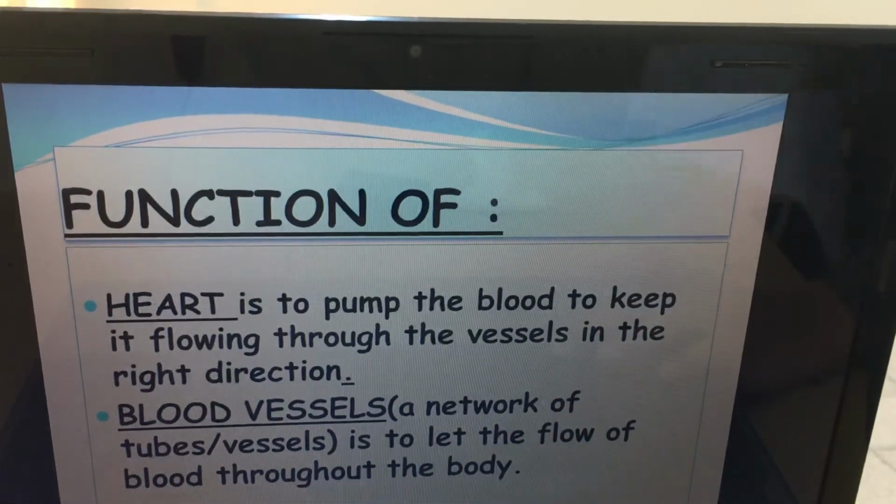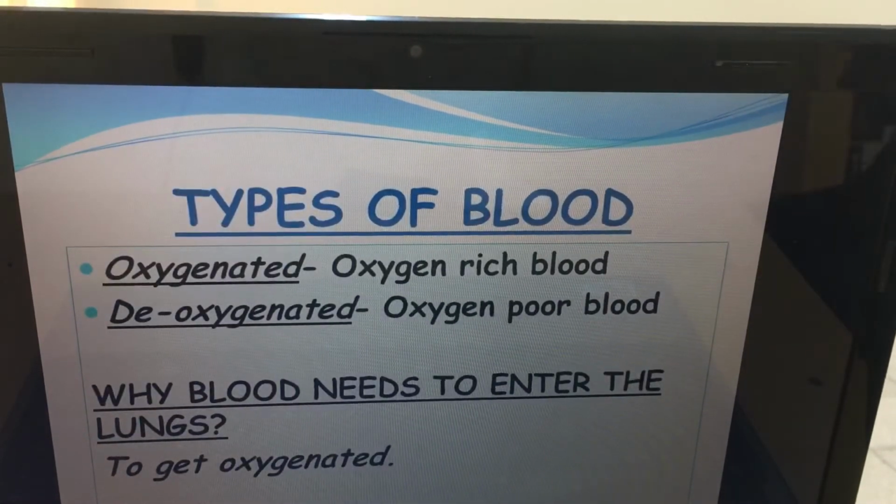Blood vessels are arteries, veins and capillaries, that we will discuss afterward. Let's now just have a look at the types of blood we have. We have basically two types of blood, that is oxygenated and deoxygenated. So what is oxygenated? The name tells us itself: the blood that is rich in oxygen, containing more oxygen, while deoxygenated means poor in oxygen. So the blood which is poorly supplied with oxygen is called the deoxygenated blood.